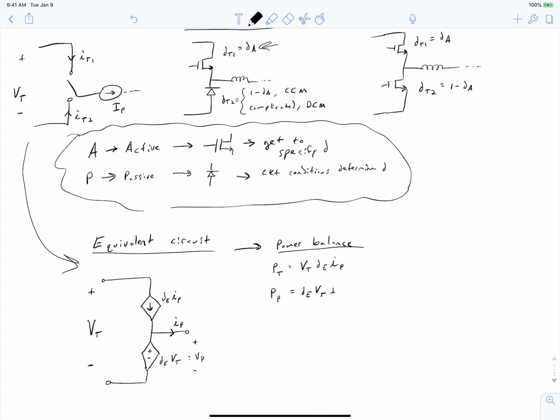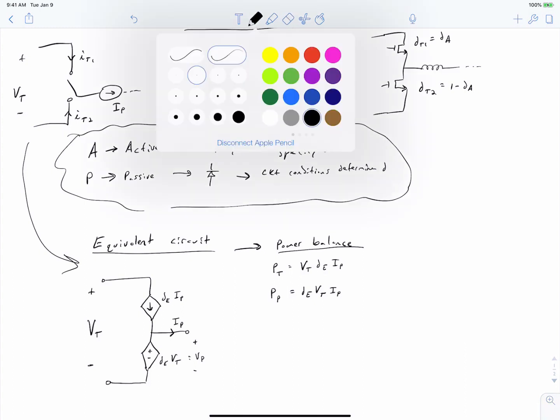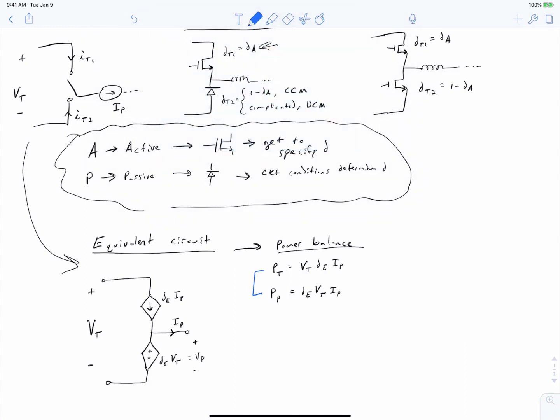times our pole current. And excuse me, we're going to replace these lowercase i's with capital I's to indicate that we're talking about average quantities now. These are not instantaneous quantities. So clearly these two expressions are equivalent, and we're satisfying the first law of thermodynamics. We're conserving energy, or we're conserving power.